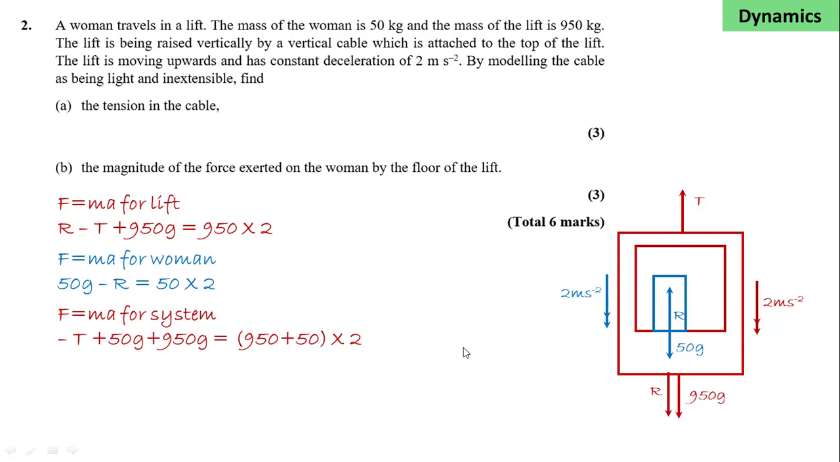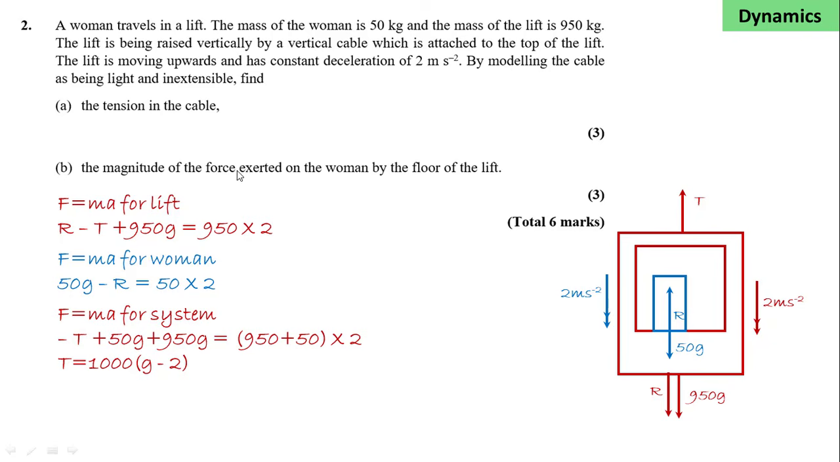F equals ma for the system is obtained by adding these two equations together, where the internal reaction forces cancel. So here, minus T plus 50g plus 950g is going to equal 950 plus 50 times 2. From this we can calculate the tension as 1000 times (g minus 2).